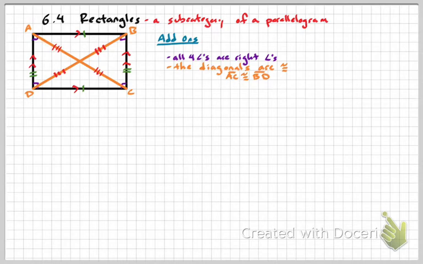So before I get to that next one, I just want to point out also, when we draw our diagonals, we have four triangles. 1, 2, 3, and 4. Within a rectangle, triangle 1 and 3 are congruent, and triangle 2 and 4 are congruent. So whenever you draw the diagonals in a rectangle, you'll have two sets of congruent triangles.